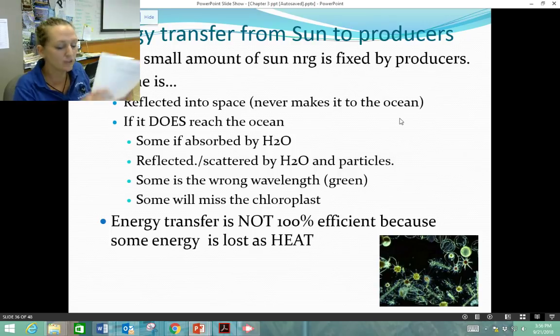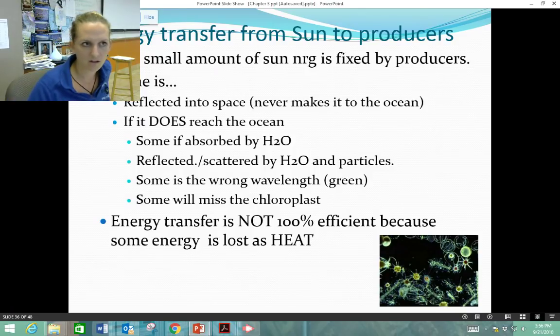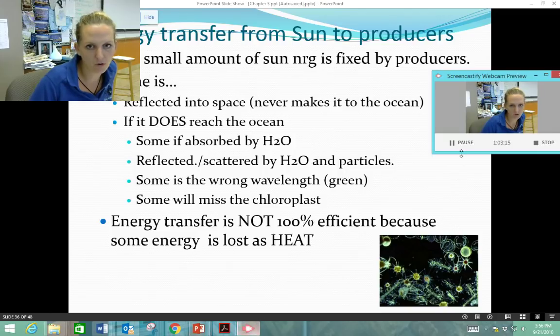And someone's going to miss the chloroplast. Literally, what a simple question. I'll show you what that means. They're going to miss the chloroplast. It's such a simple answer, not a question, simple answer.